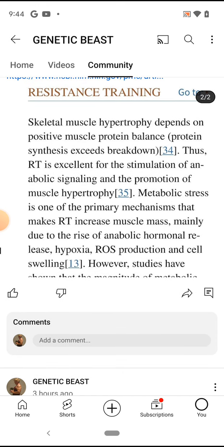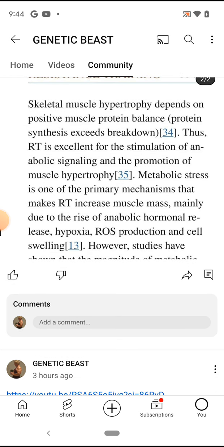You want me to read the whole thing for you? Resistance training, skeletal muscle hypertrophy depends on what? Positive muscle protein balance. Protein synthesis exceeds breakdown. Thus, RT is excellent for stimulation of an anabolic signaling. Yeah, signal. That's all. And the promotion of muscle hypertrophy. The promotion, but not hypertrophy.